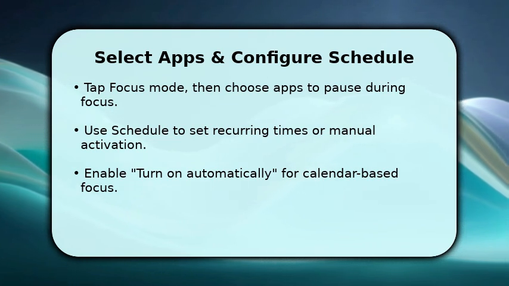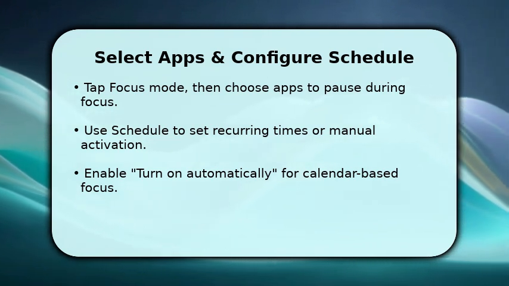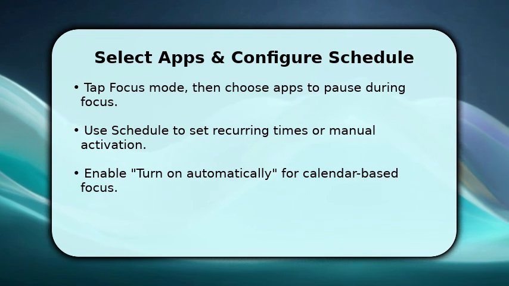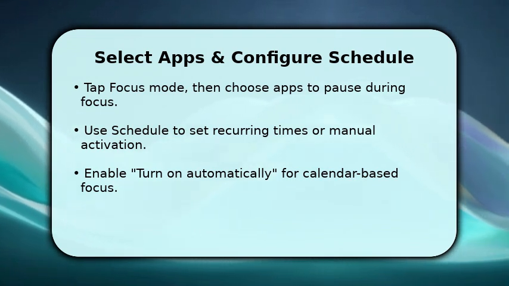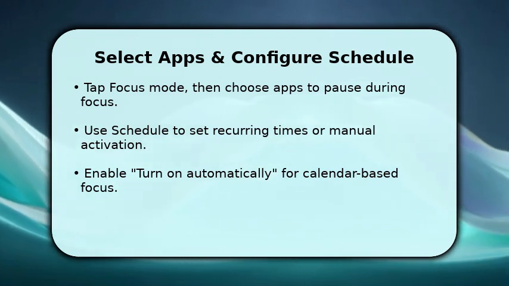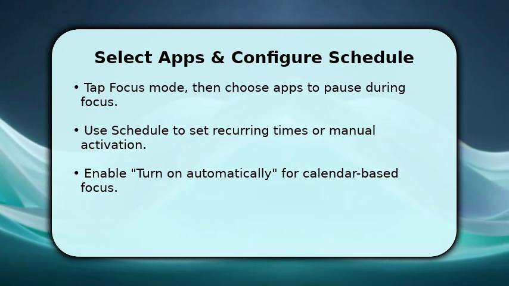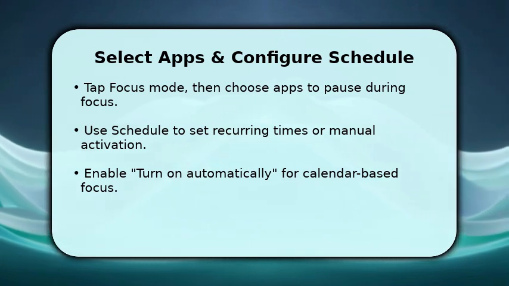Once configured, test manual activation first so you see what gets blocked. Make adjustments if an essential app was paused. This middle step refines behavior. App selection plus scheduling equals reliable distraction control.